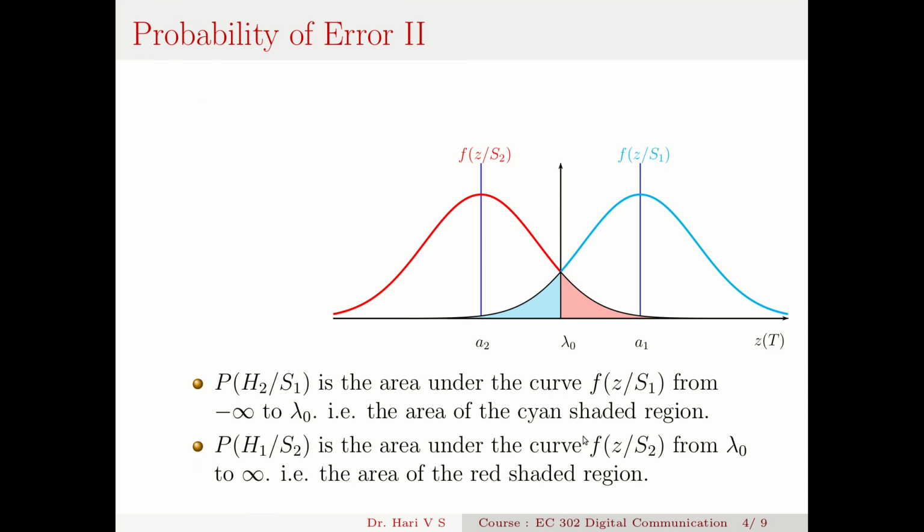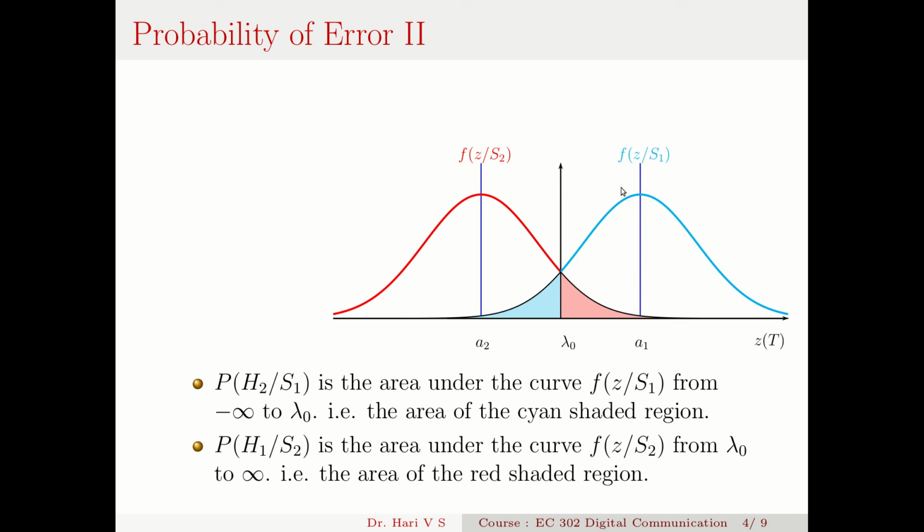Now these two likelihood functions are shown here. This is f(z given S2) with a mean A2, and this is a Gaussian function, and this is the second likelihood function f(z given S1) that has a mean of A1. In the last class we derived that the optimum threshold lambda 0 is midway between A1 and A2, that is, (A1 plus A2) by 2. This is my threshold. So if my receiver detects Z below this lambda 0, then I make the decision H2, that is S2 is transmitted. If I get a Z value greater than this lambda 0, then I make the decision H1, that is S1 is transmitted.